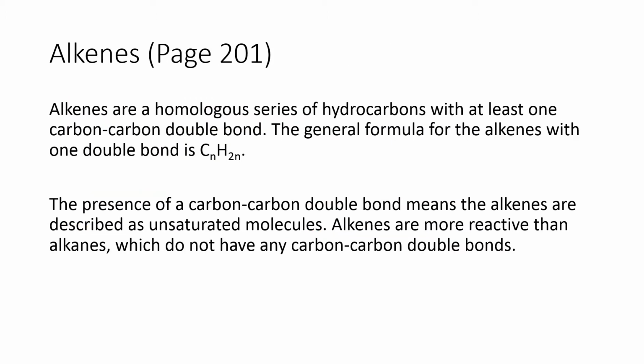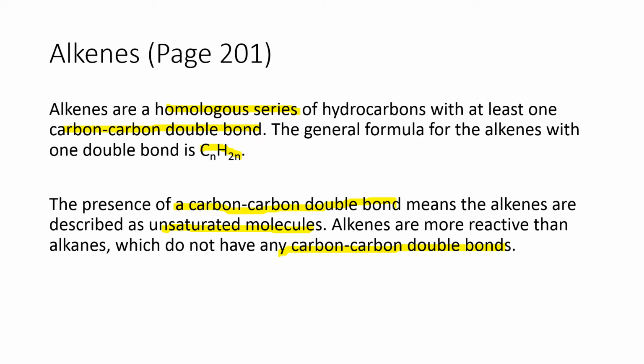Now we are talking about alkenes. Alkenes are a homologous series of hydrocarbons with at least one carbon-carbon double bond. The general formula for alkenes with a double bond is CnH2n. When we talked about the general formula of alkanes, it was CnH2n+2. If it's alkene, it is CnH2n. Make sure you know the difference. The presence of a carbon-carbon double bond means alkenes are described as unsaturated molecules. Alkenes are more reactive than alkanes, which do not have any carbon-carbon double bonds.